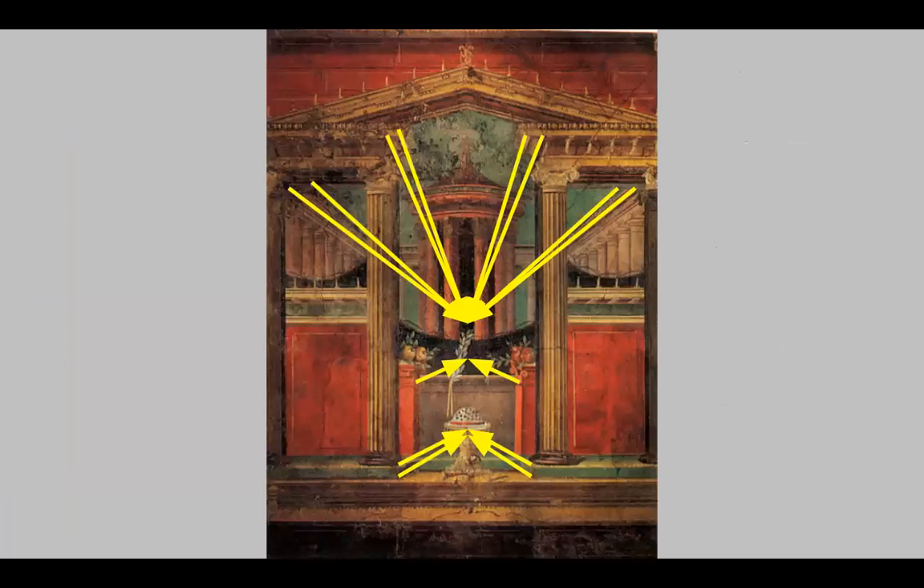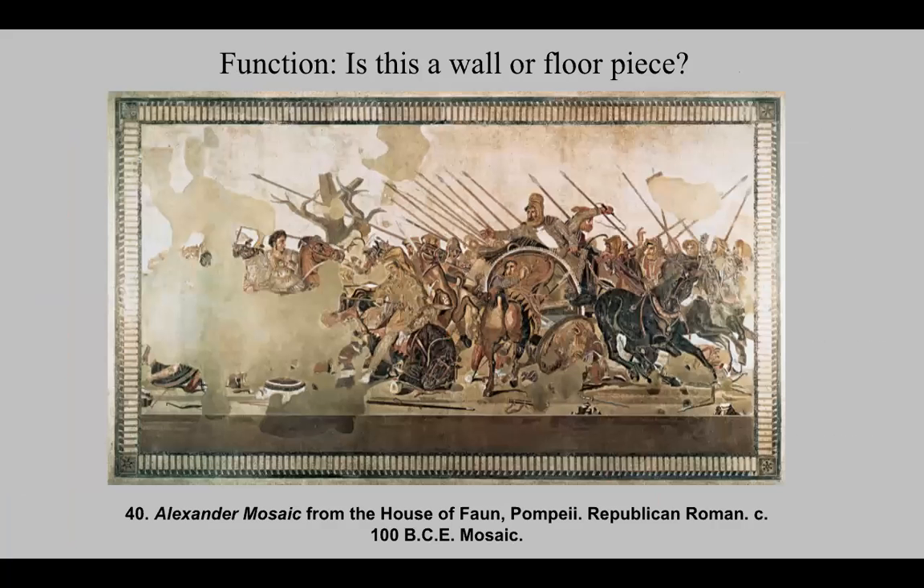So this is almost linear perspective. At least all the vanishing points go into the center, right? Now, the last piece that we have for today is our Alexander mosaic. This comes from a different villa in ancient Pompeii. This is from the House of the Faun.